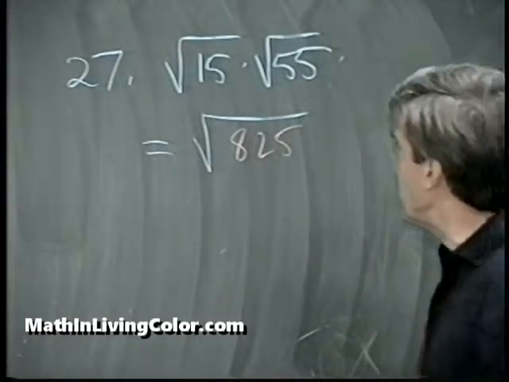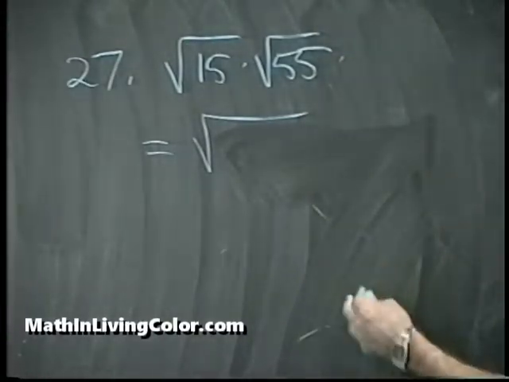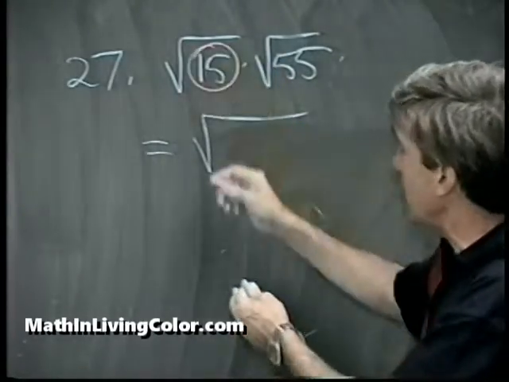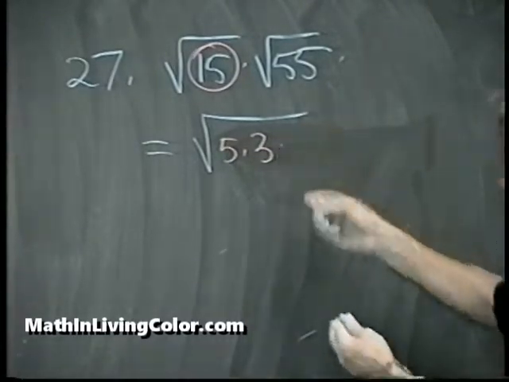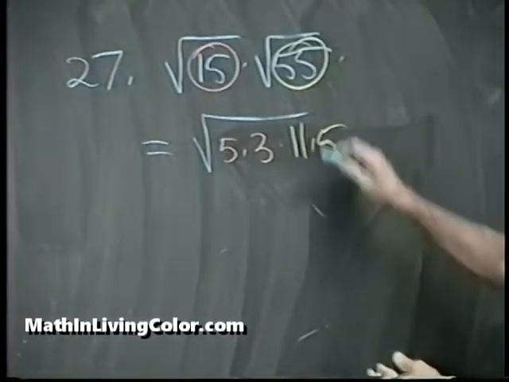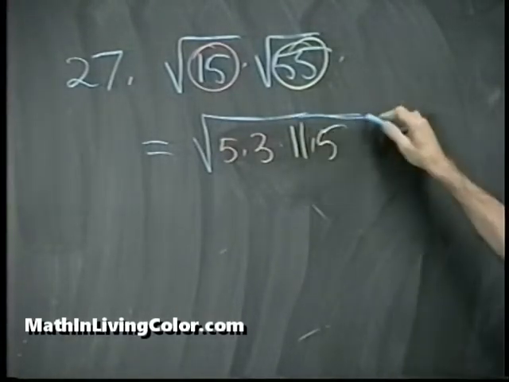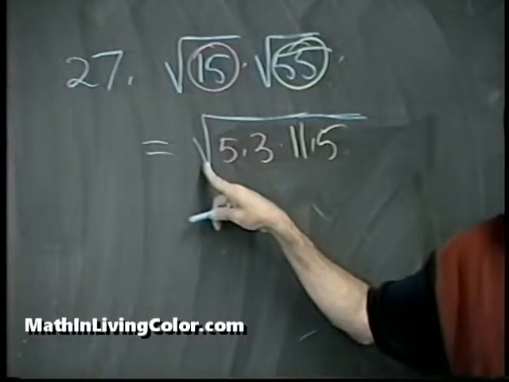So instead of multiplying it out and getting a big number that you don't know what to do with, let's break it down. Instead of 15, what would you put? 3 and 5. 5 times 3, 3 times 5. And what about 55? 11 times 5. And you can see in that you have a pair of 5s. And that pair represents a perfect square.